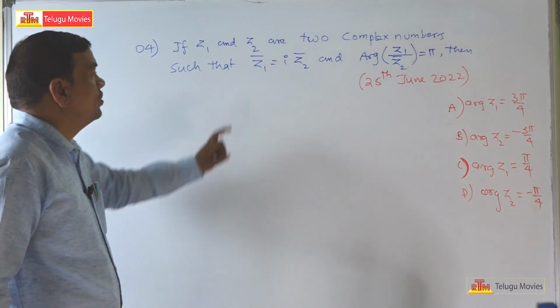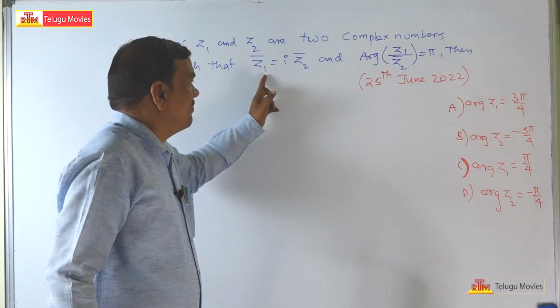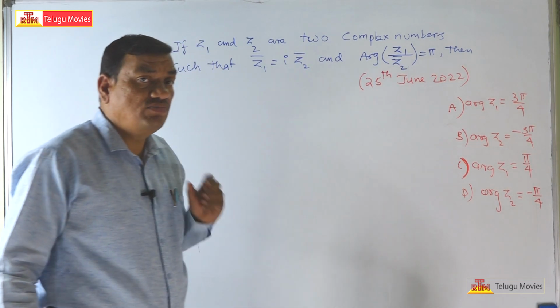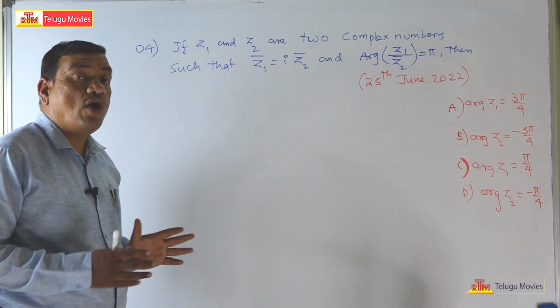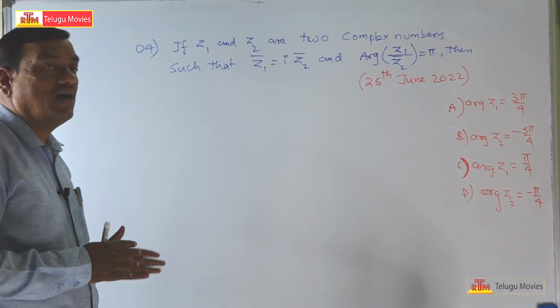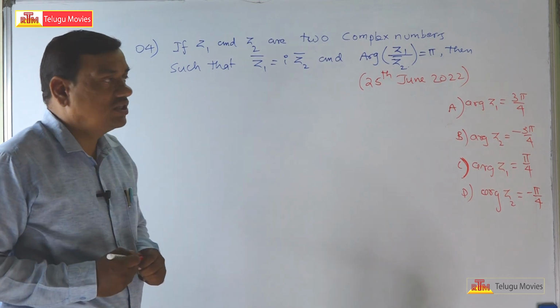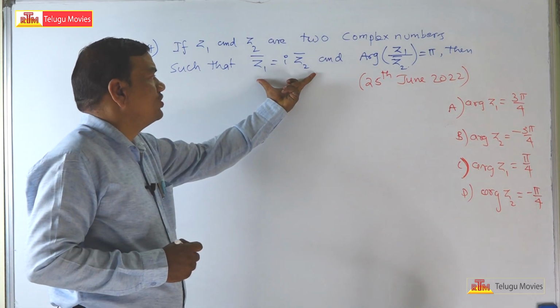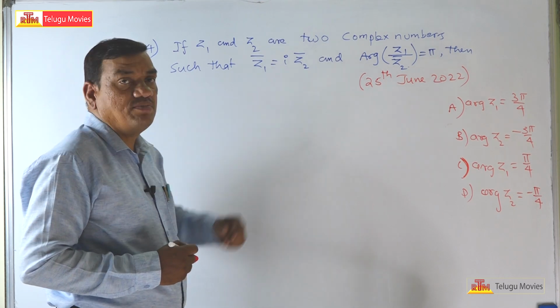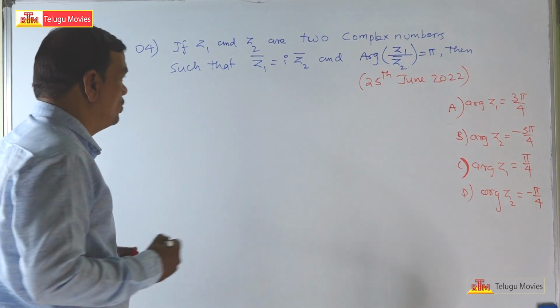On the whole, two equations are given. From these two equations, you have to find out the argument of Z1 and the argument of Z2 separately. Okay, so let us start the problem. First take the first data: Z1 bar is equal to i times Z2 bar.